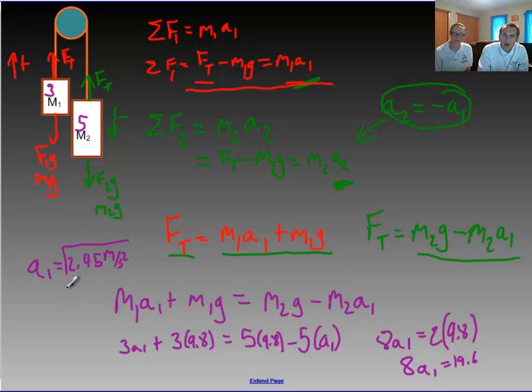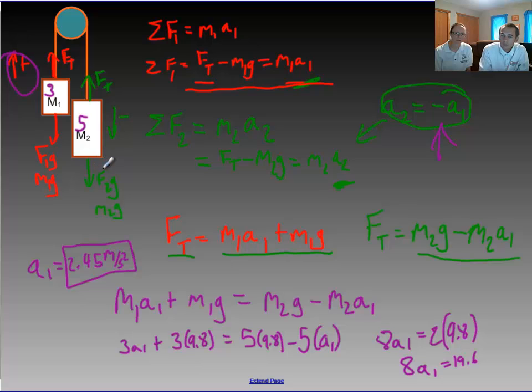Okay, now that's A1. Look at its sign. A1 is positive, which makes sense because it's going up. So that side's going up, and A2 must just be negative 2.45. That's what we said right here. They're the same but opposite. So this one's going to be accelerating down at 2.45 meters per second per second.